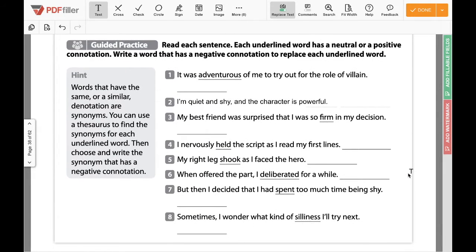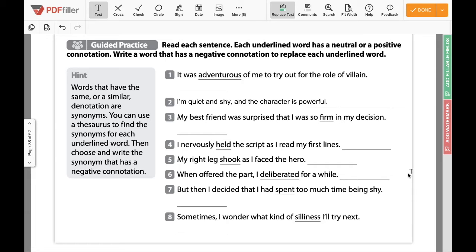So let's take a look at this guided practice here at the bottom. My text is going to look a little bit different than yours because when I'm typing in here, it changes the text. So it says, read each sentence. Each underlined word has a neutral or a positive connotation. So initially, they all have a neutral or positive connotation.